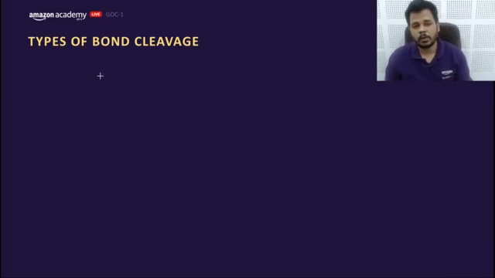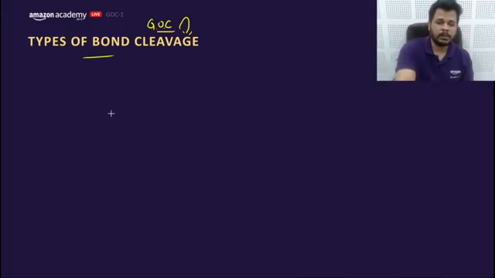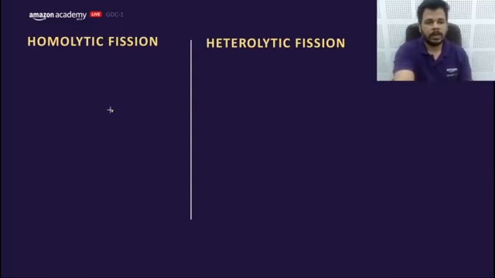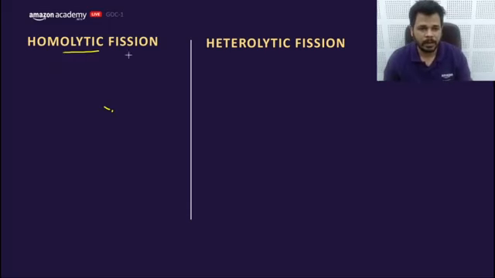Now let's move to the next topic, that is types of bond cleavage. We are going to start general organic chemistry from here. Types of bond cleavage. There are two types: homolytic bond cleavage and heterolytic bond cleavage. What is homolytic bond cleavage?